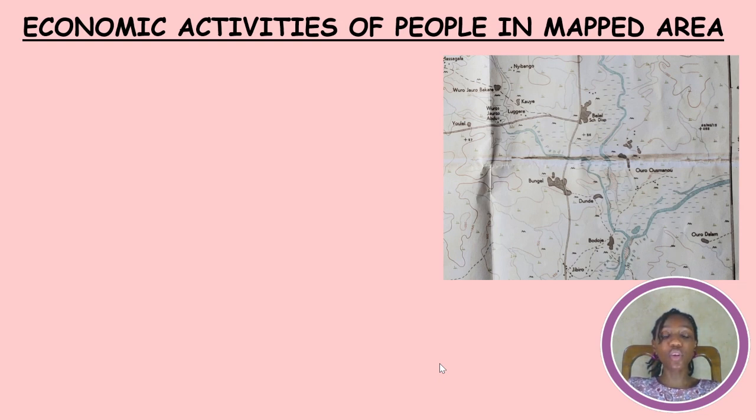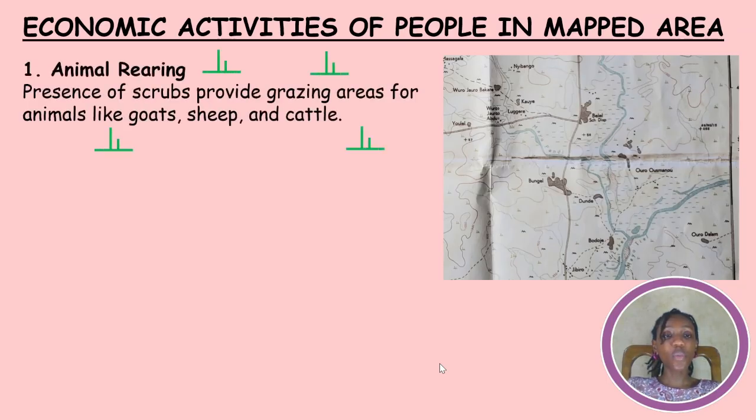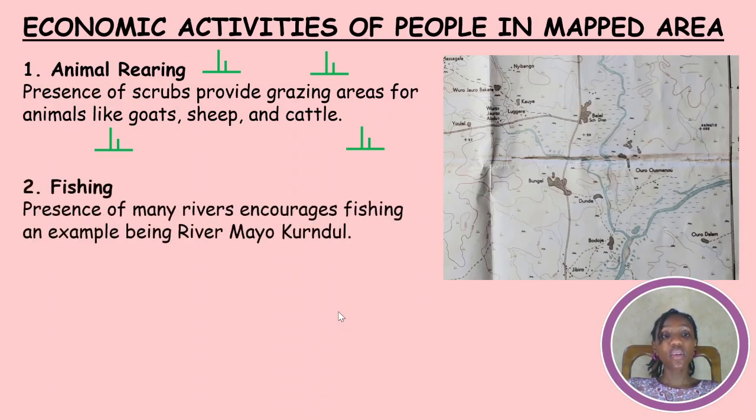I'll try to arrange them in order of importance, what I feel are the main activities. Firstly, we have animal rearing. The presence of scrubs provides grazing areas for animals like goats, sheep, and cattle, and I'm sure you saw how the whole map was filled with scrub lands. Because of that, we can deduce that animal rearing should be the major activity of people living in Sorrel districts. The next is fishing. The presence of many rivers encourages fishing, examples being River Mayo Kurndul and River Mayo Pandi. We also have a lot of smaller rivers that span the whole map, those tiny blue lines.